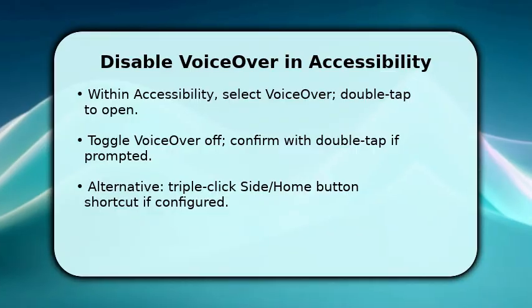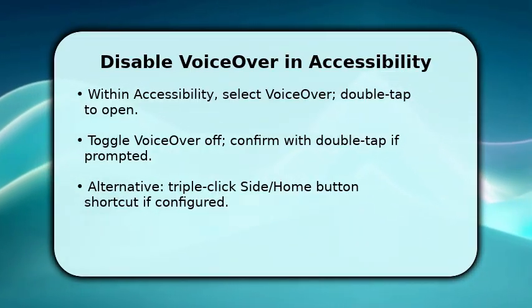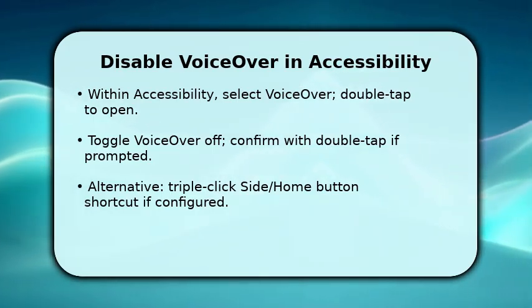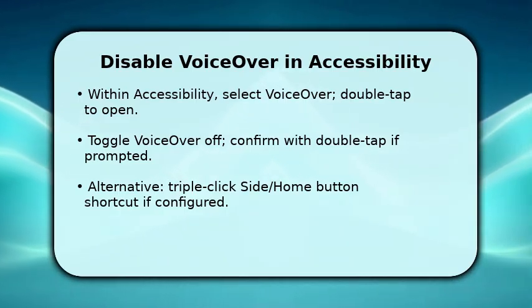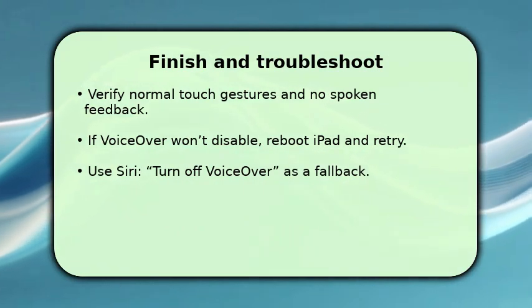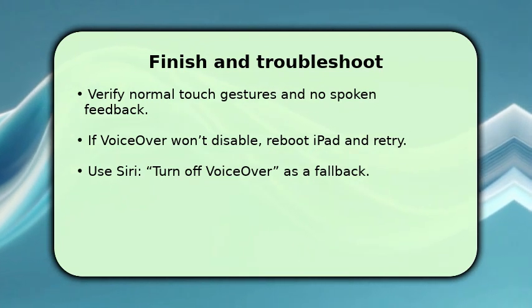If you configured accessibility shortcut, you can use the triple-click side or home button instead. This is faster. Be patient and listen for the confirmation phrase. That audio cue is how you know the change succeeded. Finish by testing basic gestures. Tap an app once to select, then open with a single tap. If there's no speech, VoiceOver is off.